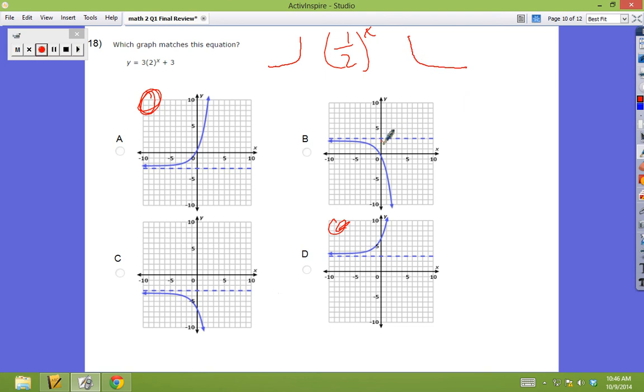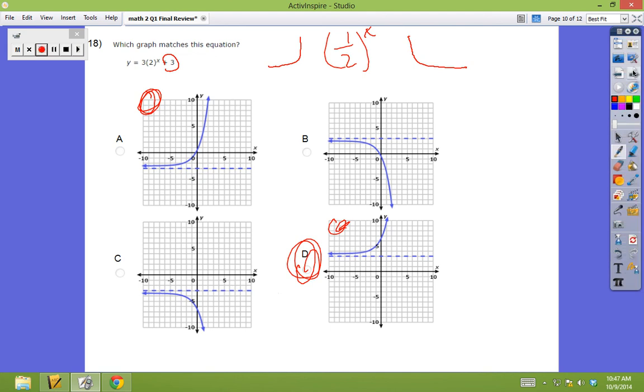Okay, now, so it's growing, so it's one of these two. The plus 3 means that this asymptote is going to be up 3, so it's got to be D. So you shift it, you copy and paste it up 3, and this asymptote was copied and pasted down 3. Okay, 19.